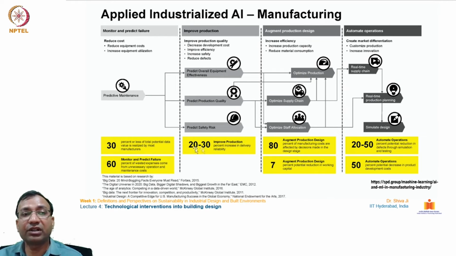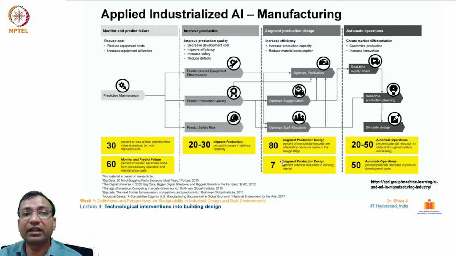Further, for the improvement of production, a 20 to 30% increase in delivery reliability can be attained through these measures, which are happening in this column. Further, for augmenting production design, 80% of manufacturing costs are affected by decisions made in the design stage only. And next, in augmenting production design, there is a 7% potential reduction in working capital. These are not small numbers if we consider the volume of resources and energy utilized by these sectors, or the overall output. These quantities will be immense, very huge.